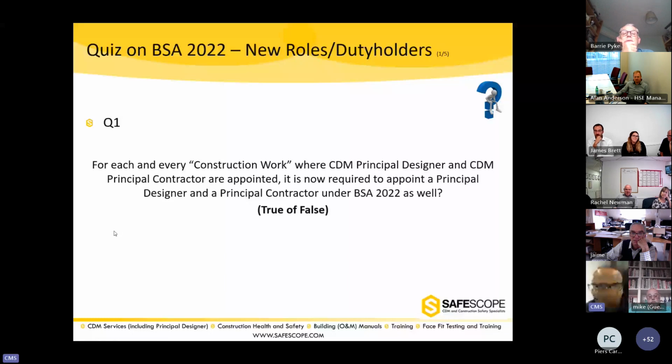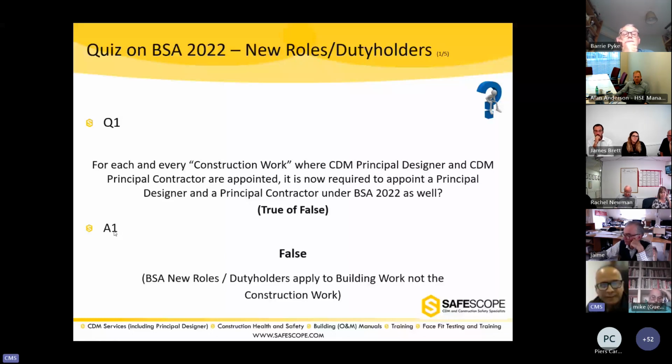No, it is false, because the rules apply to building work, not construction work. Bear in mind the difference between the two definitions.